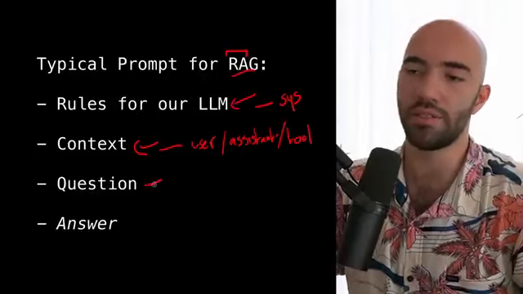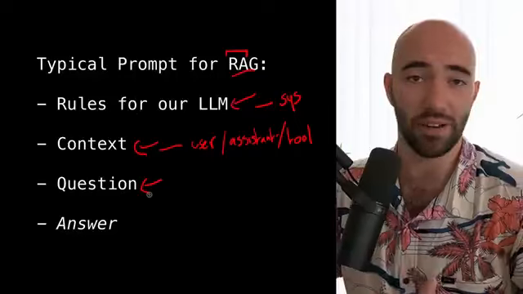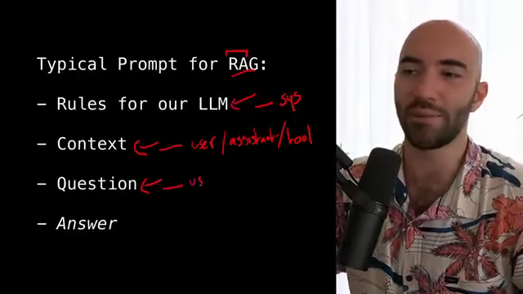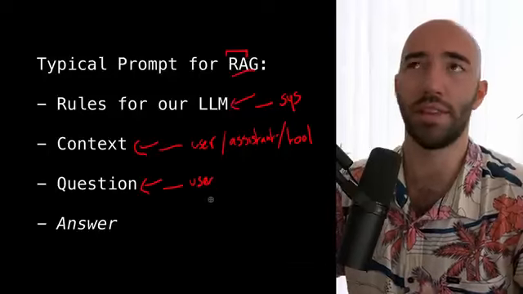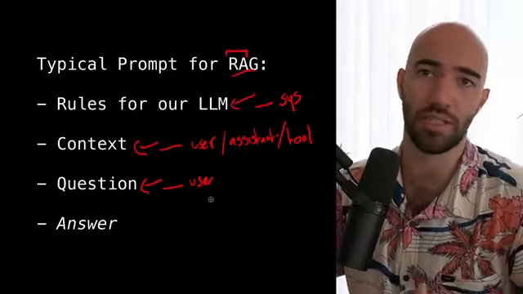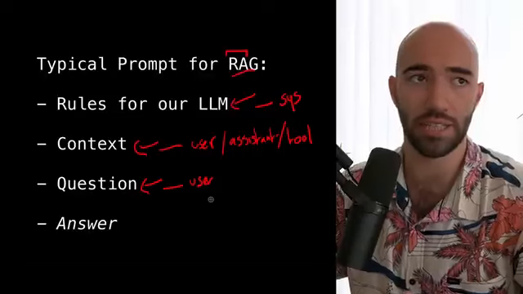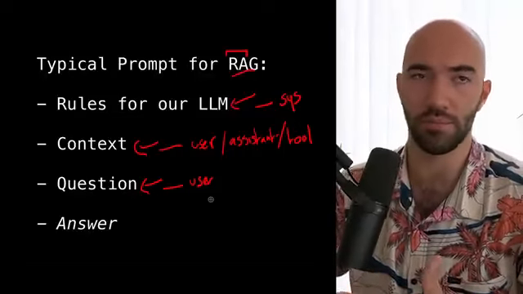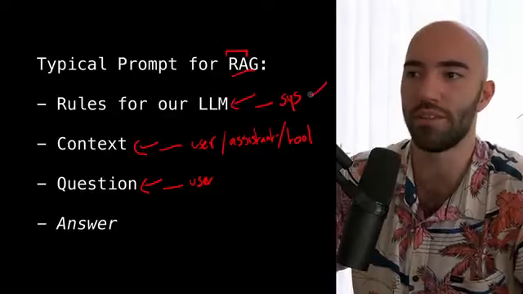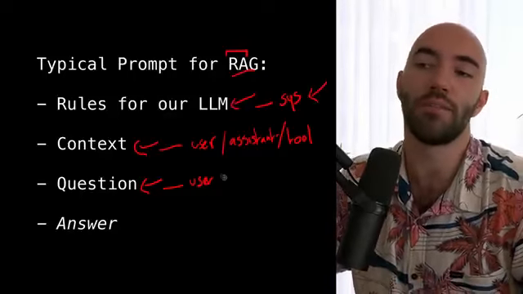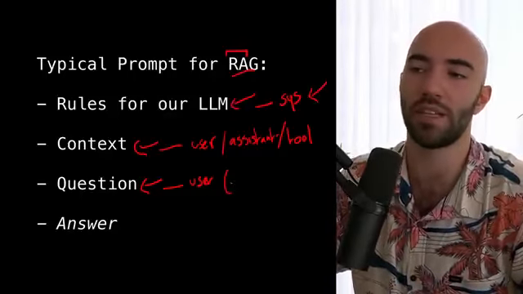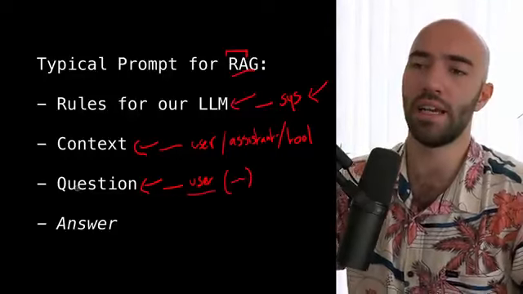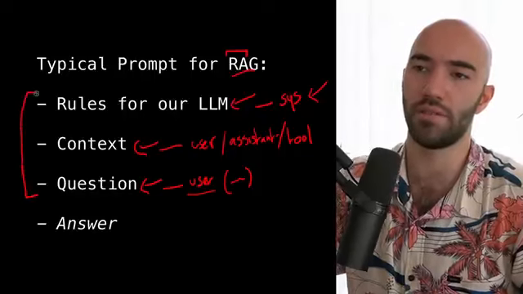Then we have the question. It's pretty straightforward. This is the query from the user. It's usually a user message, of course. There might be some additional formatting around this. You might add a little bit of extra context, or you might add some additional instructions if you find that your LLM sometimes veers off the rules that you've set within the system prompt. You might append or prefix something here, but for the most part, it's probably just going to be the user's input. And then finally, so these are all the inputs for our prompt.